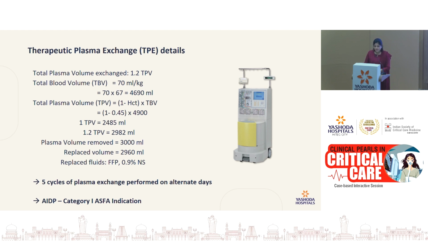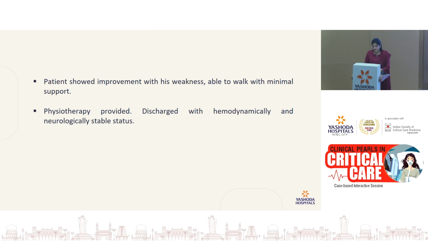So this is the calculation we have used. We have used standard volume plasma exchange. So 1.2 TPV was processed for each cycle. We have done 5 cycles on alternating days. Patient subsequently improved. With physiotherapy, he was discharged.